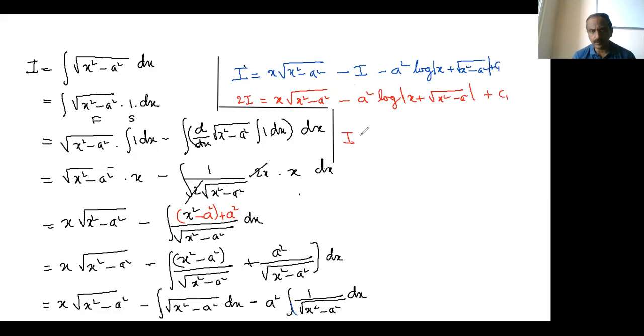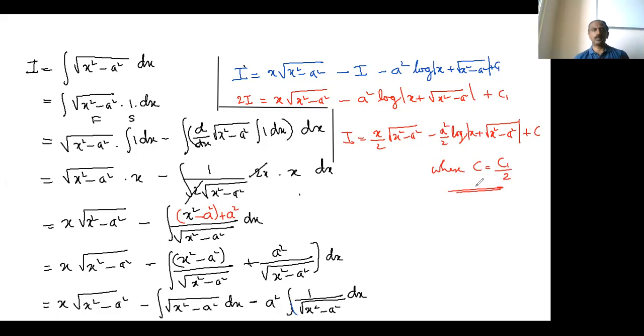So I is equal to x by 2 root of x square minus a square minus a square by 2 log of modulus x plus root of x square minus a square plus c, where c is equal to c1 by 2. So that's how we can calculate this. So this proof is also very important, so don't neglect studying this. This proof is quite common in the exam, and you may probably have this in the exam.